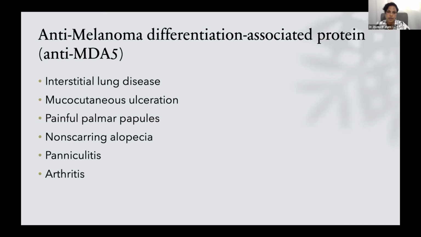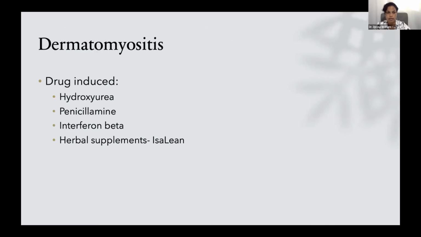So the anti-melanoma differentiation associated protein, the anti-MDA5, is a variant of dermatomyositis that is associated with interstitial lung disease, mucocutaneous ulceration, painful palmar papules, non-scarring alopecia, panniculitis, and arthritis. These patients can have a very poor prognosis at times.